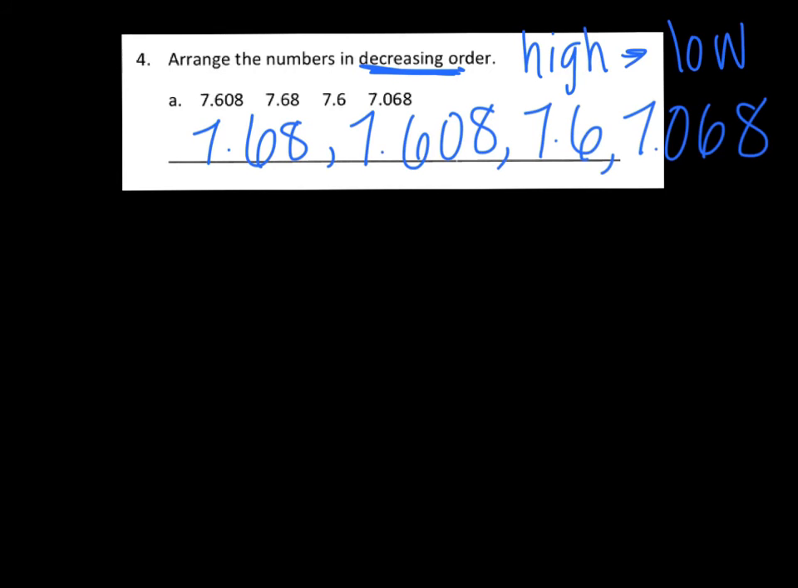Let's look at problem 4. This is basically the same exact question, but it's asking you to arrange the numbers in decreasing order. That means you're going to go from highest to lowest. I'm going to have you pause the video right now, and if you need to use your place value chart, do that. And you can press play when you want to check your answer for 4A. My answer for 4A is 7.68, 7.608, 7.6, and 7.068.